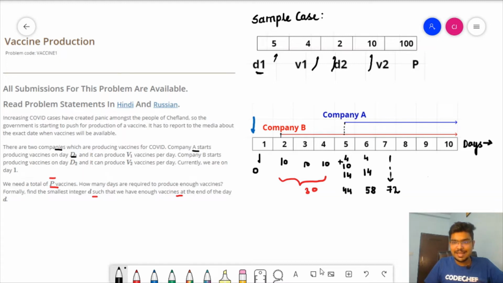And on day 8, how many vaccines do we have? Again adding 14 to it, that is 86 vaccines, right? And on day 9, we'll have 86 plus 14, that is 100 vaccines, right?